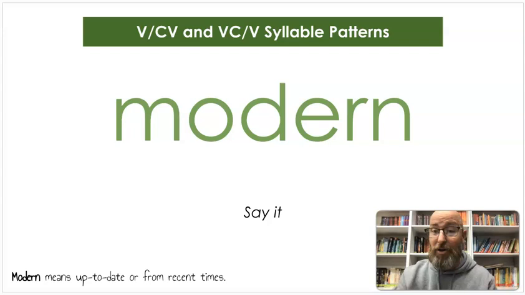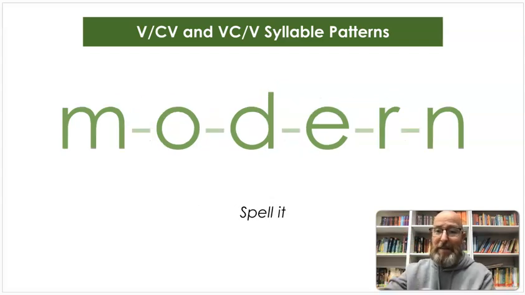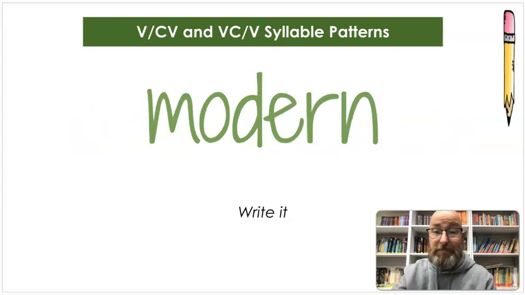Our next word is modern. Say modern. Modern means up to date or from recent times. Let's count the syllables. Mod-ern. Modern. Let's spell it. M-O-D-E-R-N. Modern. And let's write it.